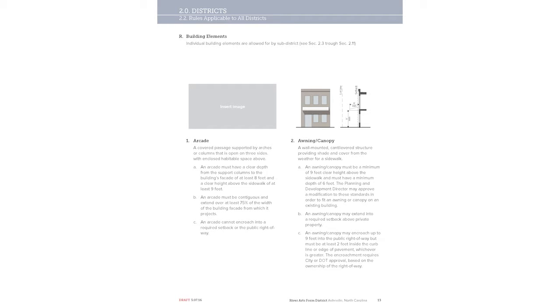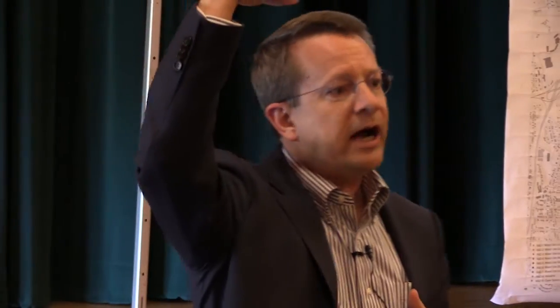There are rules for pedestrian access to buildings and for the streetscapes. And then there are a series of building elements. I apologize, some of them have not been illustrated yet. These building element rules are optional. There's no required building elements anywhere. But if you choose to build an arcade, or if you choose to place a canopy on your building, we need to make sure they're high enough and that they're wide enough to be functional.